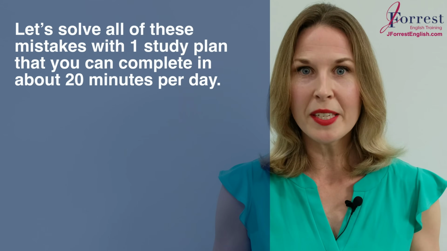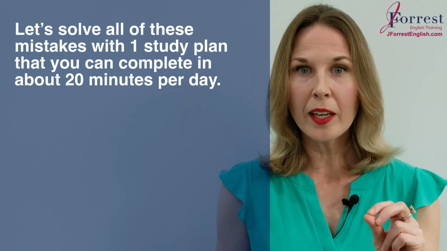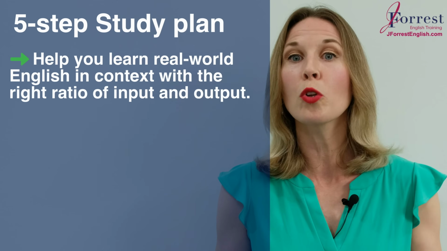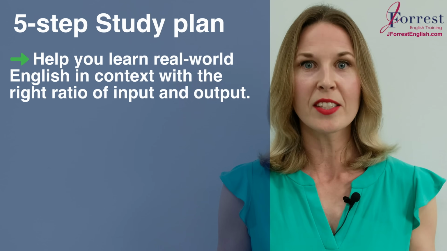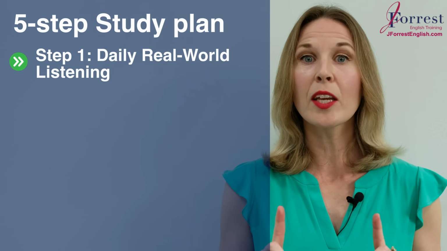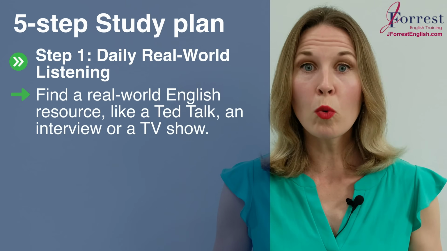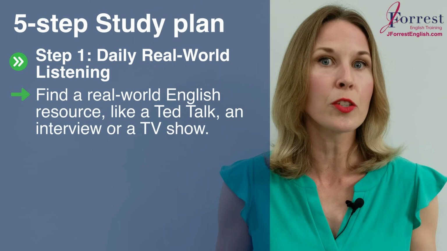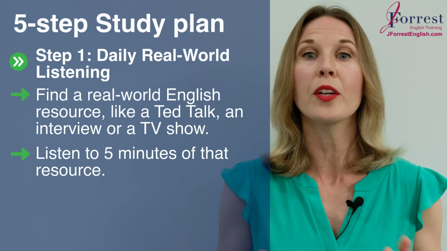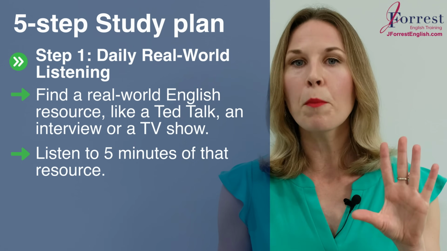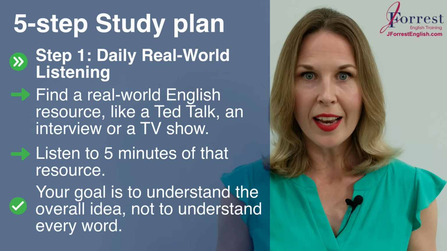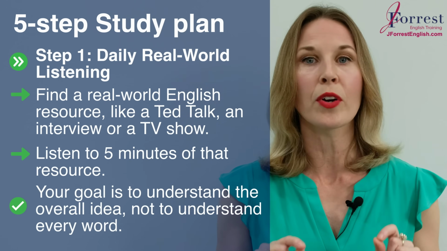Now you know some of the mistakes you might be making. Let's solve all of these mistakes with one study plan that you can complete in about 20 minutes per day. This 5-step study plan will help you learn real English in context with the right ratio of input and output. Step 1, daily real-world listening. Find a real-world English resource like a TED Talk, an interview, or a TV show. Choose topics that interest you or that are relevant to your daily life. Listen to 5 minutes of that resource. Your goal is to understand the overall idea, not to understand every word.